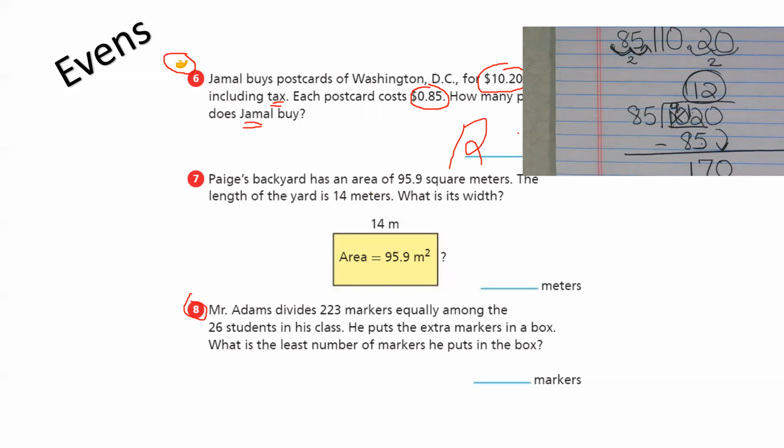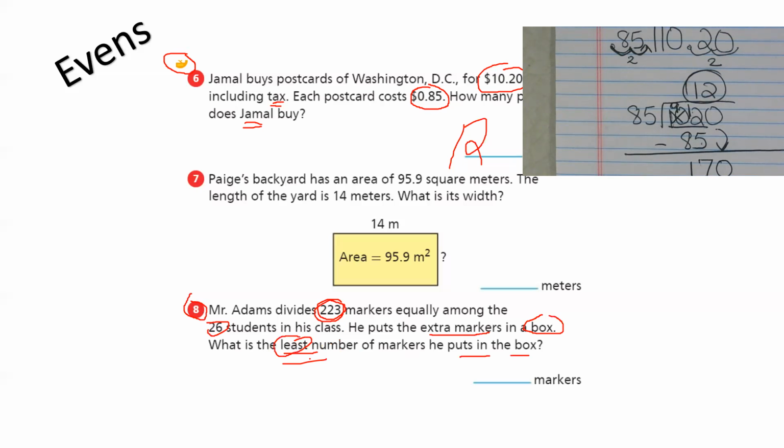Mr. Adams divides 223 markers. He divides them equally with 26 students. And then any extra marker that he has, he just throws in a box. My question is, what is the least number of markers he puts in the box? The least. Well, let's try to make sense out of this. Any leftover he puts in. So we're just looking for the remainder, correct? What is the smallest remainder?